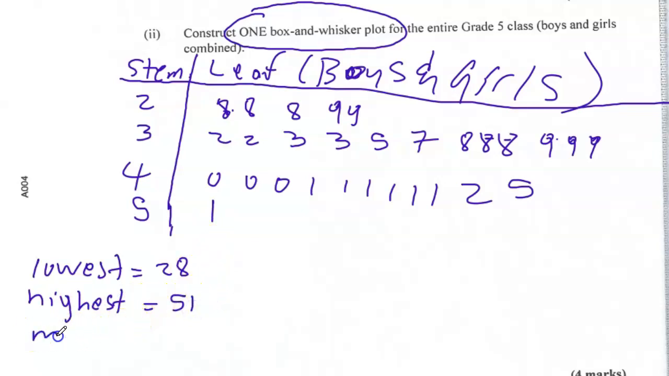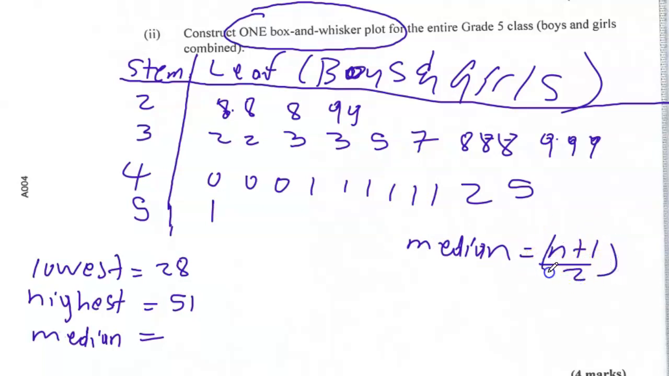We also need the median. Remember, it's 29 numbers. The median is the (n plus 1) over 2 value. So n is 29, add 1 you get 30, divided by 2. So the median is the 15th number. So 1, 2, 3, 4, 5, 6, 7, 8, 9, 10, 11, 12, 13, 14, 15. That's this number. So the median is 39.